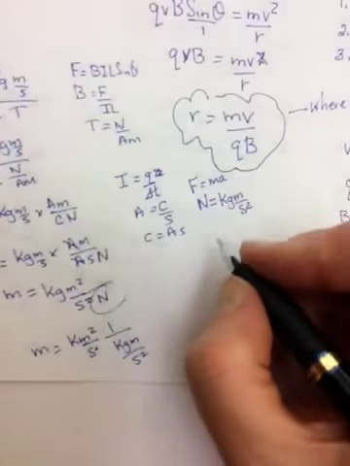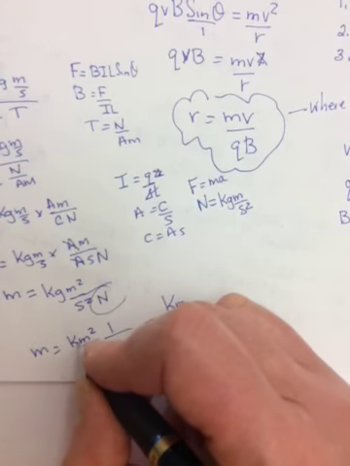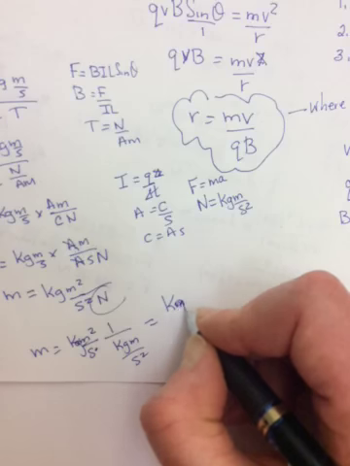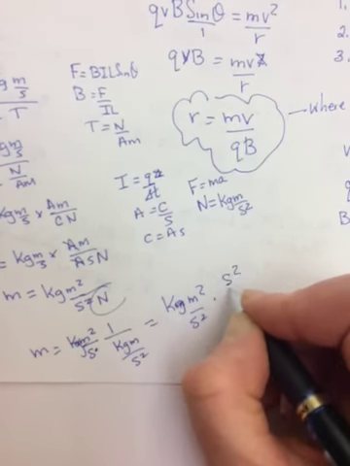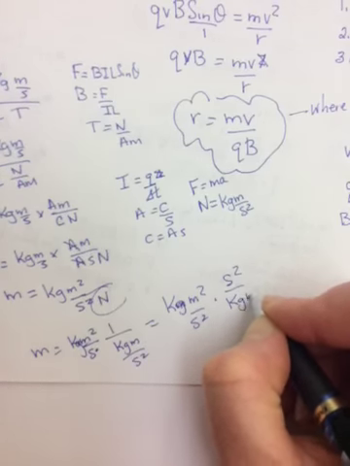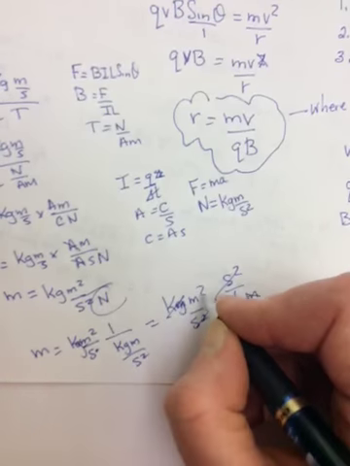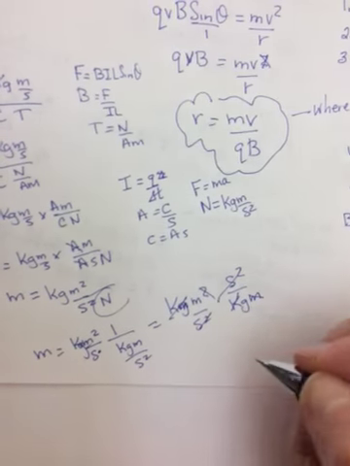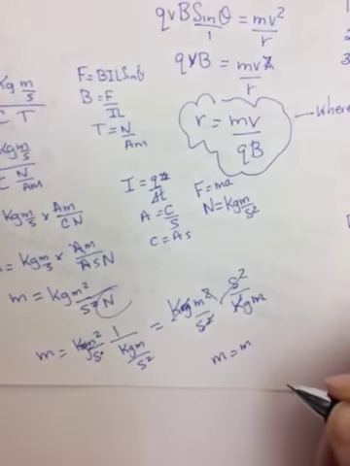Dividing by a fraction is the same as multiplying by the reciprocal. So, whoops, there's really a G there. Kilogram meter squared per second squared times a second squared over a kilogram meter. Second squared cancels, kilogram cancels, 1 meter cancels. Units are solved. Meter equals a meter.